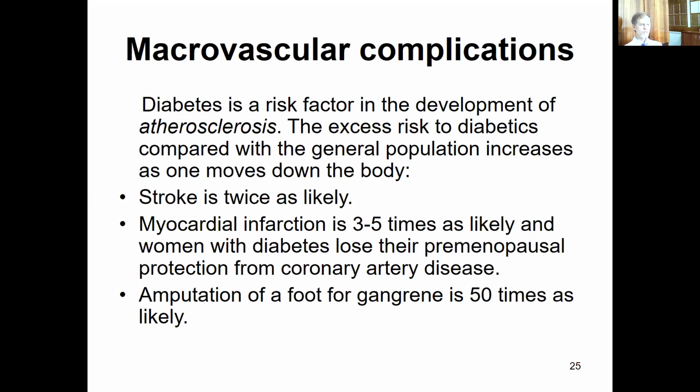And what we can see, stroke is twice as likely in patients with diabetes compared with people of the same age without diabetes. So 2 times. Myocardial infarction is 3 to 5 times as likely. And women with diabetes lose their premenopausal protection from coronary artery disease. So patients with diabetes suffer from stroke 2 times more often and from myocardial infarction 3 to 5 times more often.